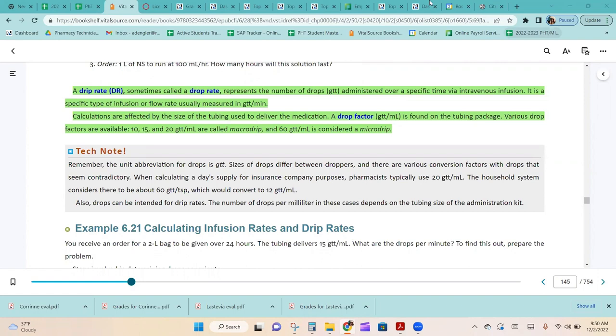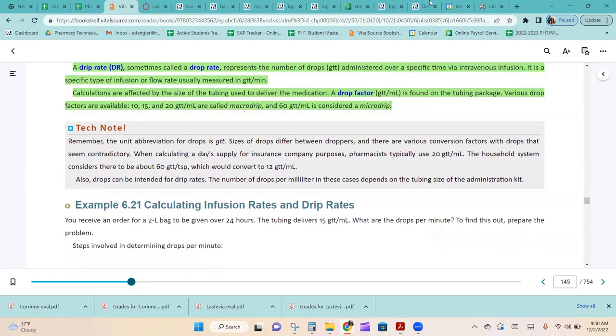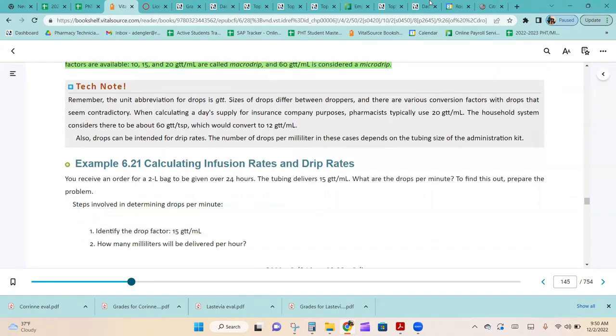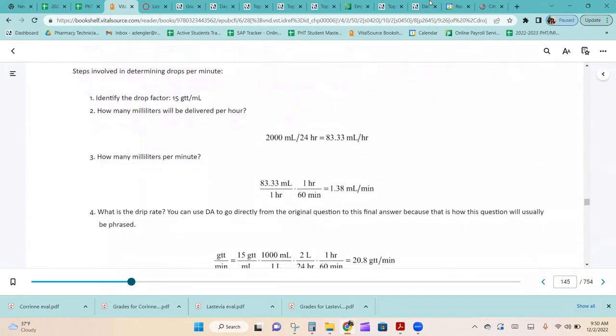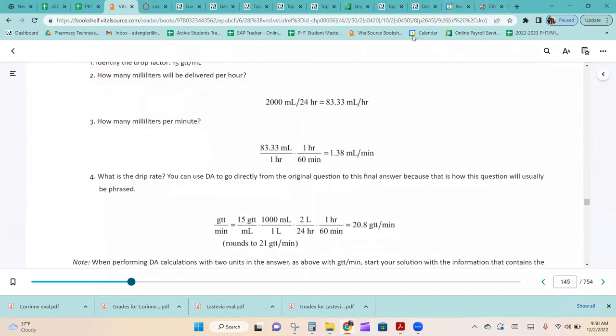Calculations are affected by the size of the tubing used to deliver the medication. A drop factor is found on the tubing package. Various drop factors are available. 10, 15, and 20 drops per ml are all called macro drip, and 60 drops per ml is considered a micro drip. Right, we'll do some examples of these now.